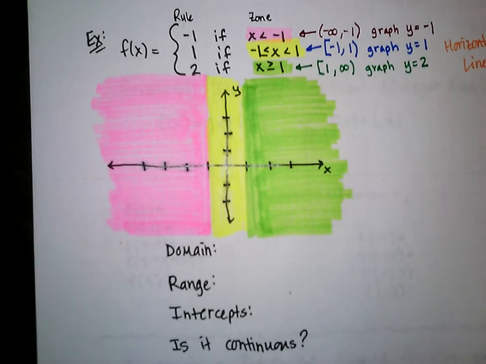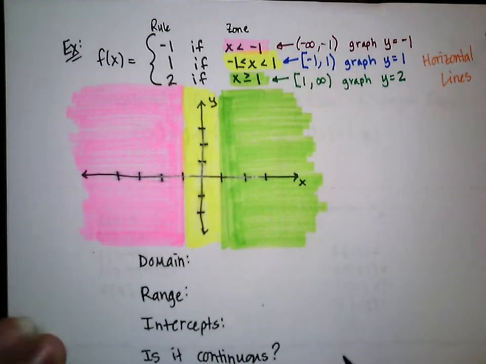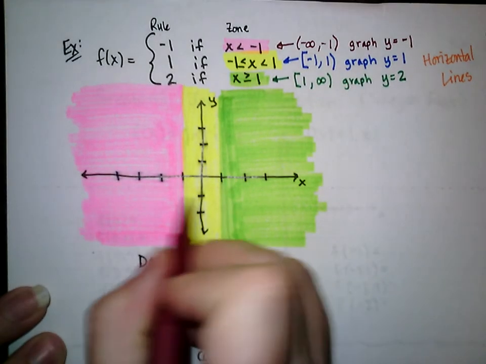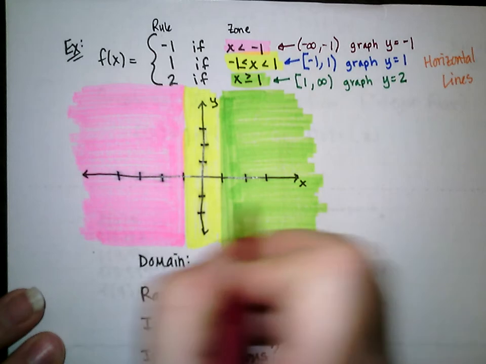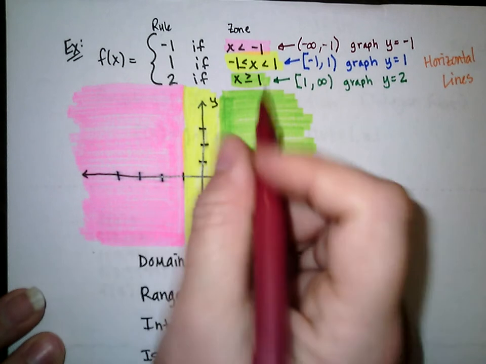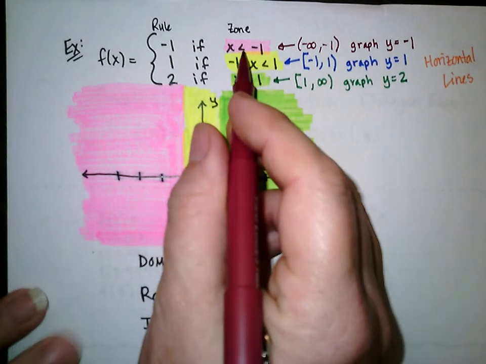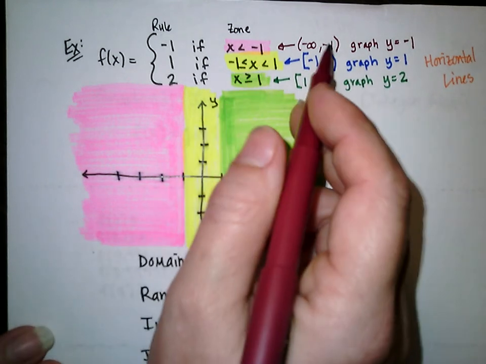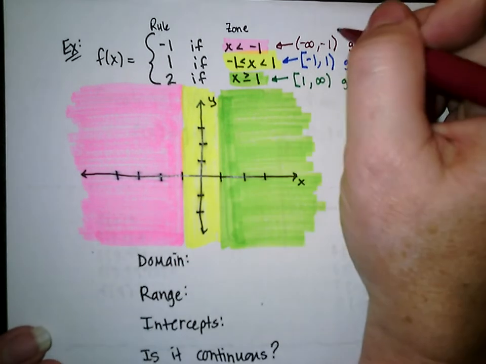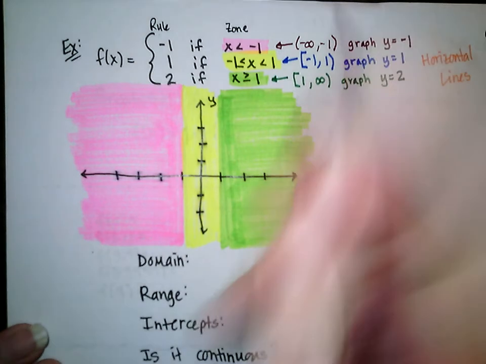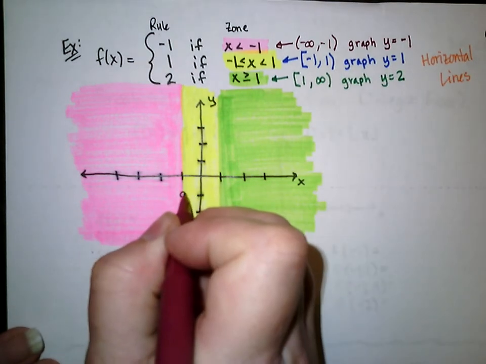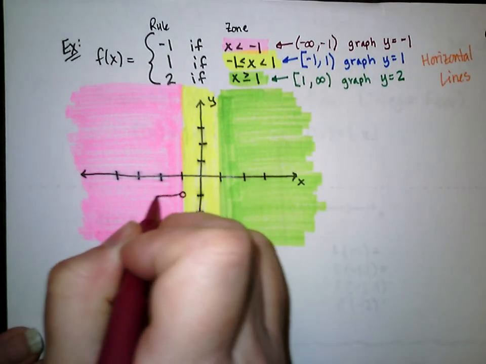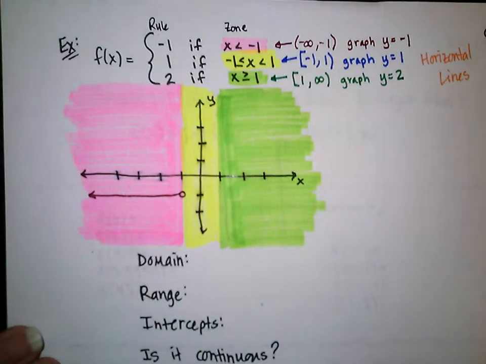So on the pink zone, I am graphing y equals -1. That's a horizontal line at y equals -1 down here. Normally we'd have it all the way across, but I can only draw that in the pink zone from -infinity to -1. And this here means that we're going to have an open circle at the borderline. So I'm going to have an open circle here and then graph that horizontal line going to the left.